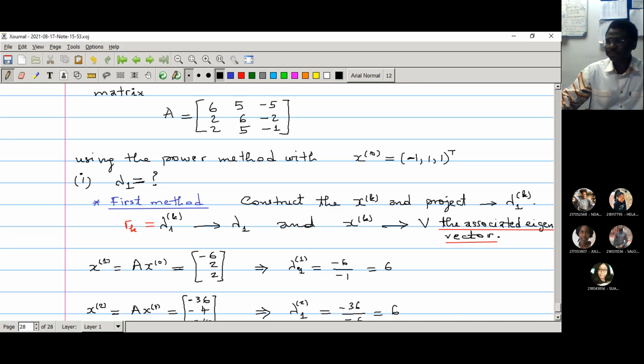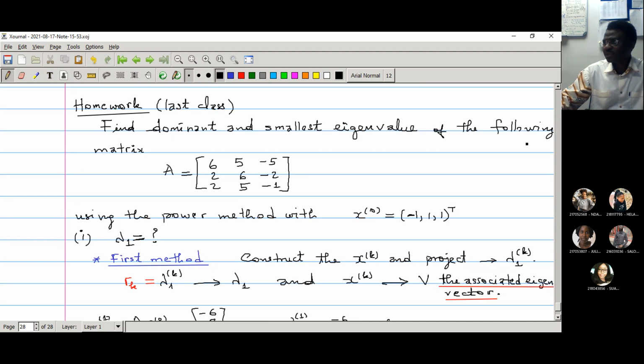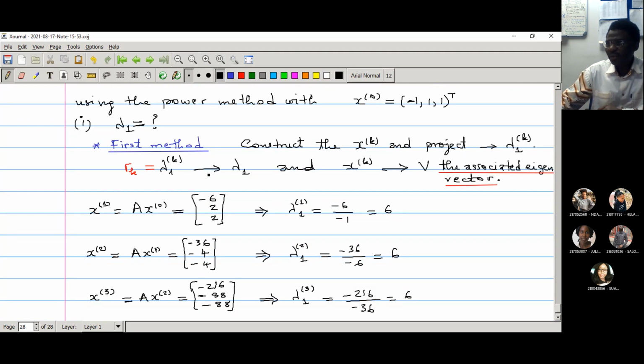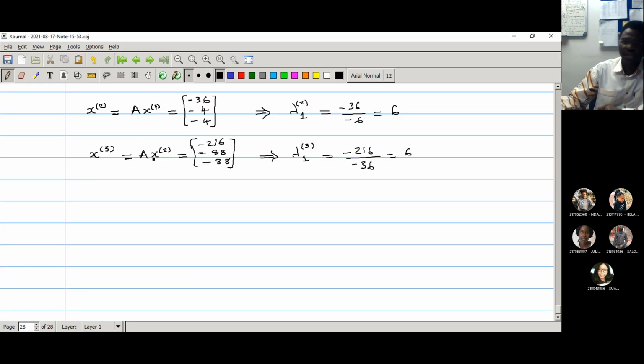Okay, now for the smallest, you do exactly the same thing, but you'll be solving a linear system. So let's do that. Is it necessary for us to do the second method? Let's try the second method. You'll be learning at the same time, because that's what we will use for our shifted inverse power method.